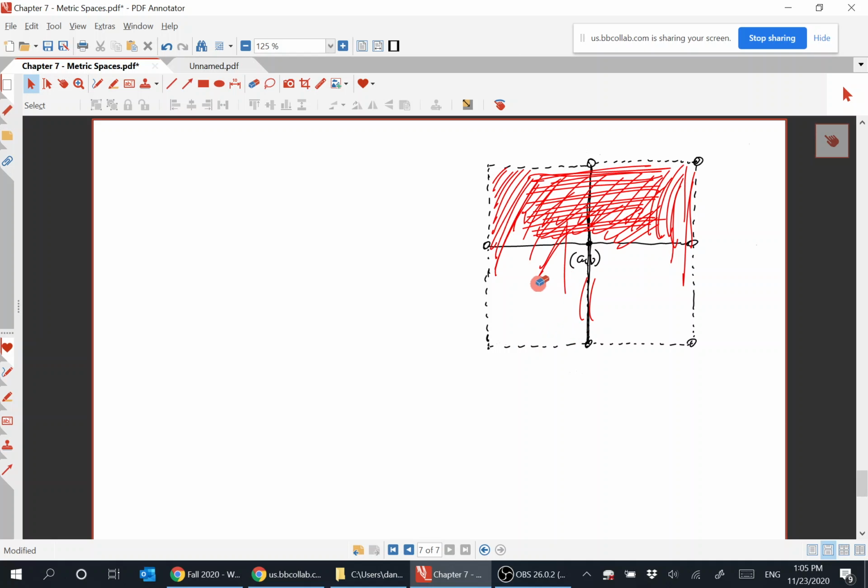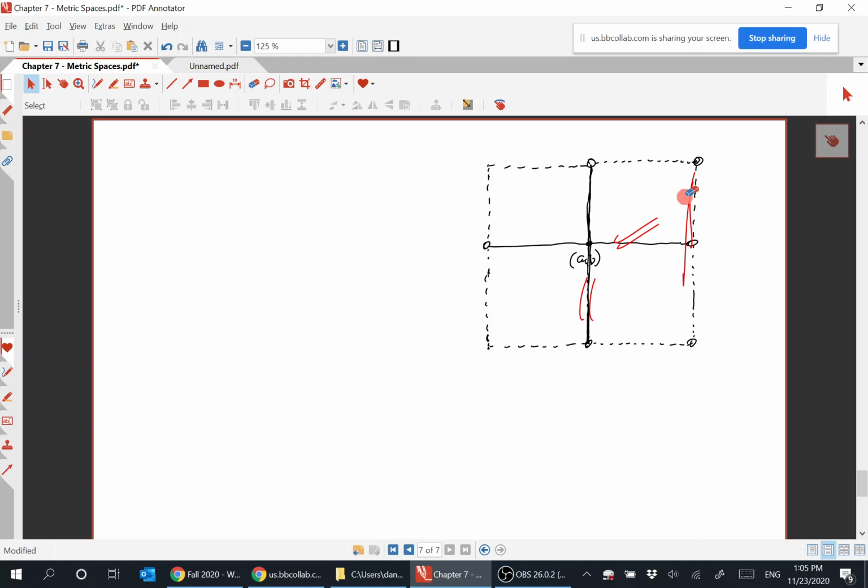The open ball with the Euclidean metric is the circle that is inscribed in this square. So it's this circle that touches not the corner points, but these points here. So there's this ball. That's the ball in the Euclidean metric. And the ball in the taxicab metric is this square inscribed inside the circle.